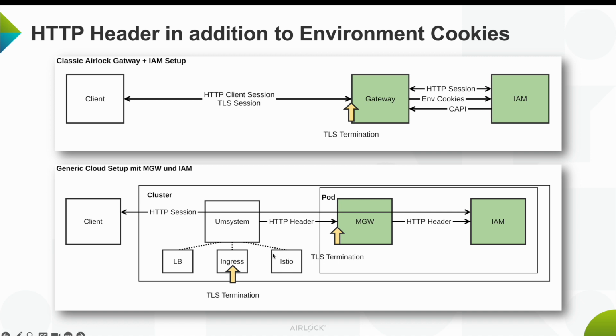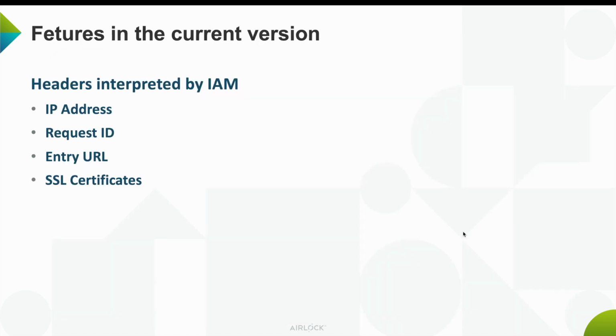So we need to be able to integrate TLS termination on an ingress controller with the microgateway, and then forward information from the microgateway to IAM. And the way we do that is no longer with env cookies and control APIs, but with HTTP headers. And the focus during development of IAM 8.1 was on analyzing and integrating the microgateway IAM connection.